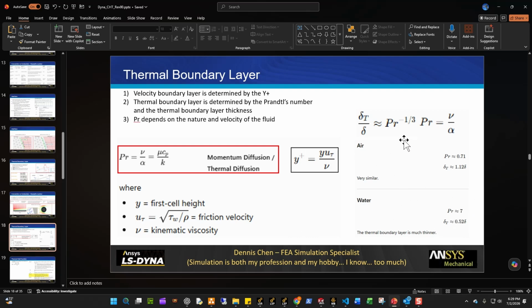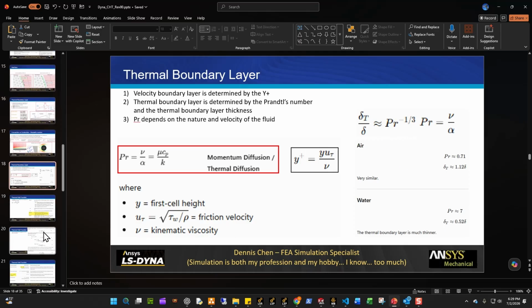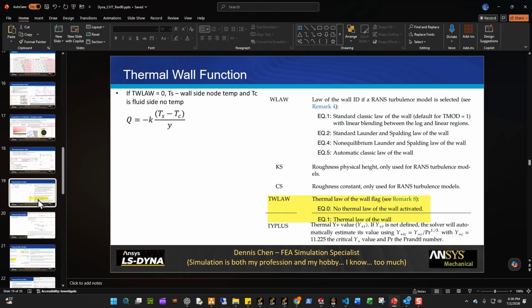Right, so if you're looking at a fluid that's around air, you can use approximately the same thickness. If you use water, you have to make sure you have a much smaller thermal boundary layer, which is usually a good rule of thumb for this kind of problem. All right, so of course, if you don't want to fully resolve the velocity boundary layer, because it might require a mesh that's really fine, right?